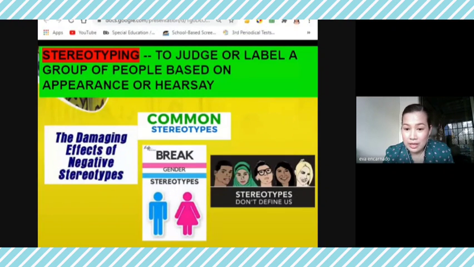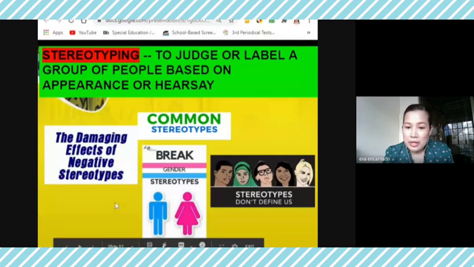Okay, so, nakalagay dito, let's break the gender stereotypes. All men are equal na. Men and women are equal. Women can do things that men can do and vice versa. Okay? And stereotypes don't define us. Ibig sabihin, that's not us.